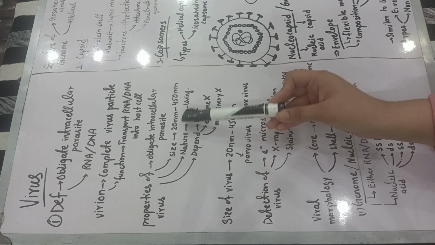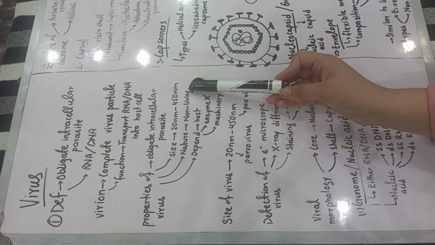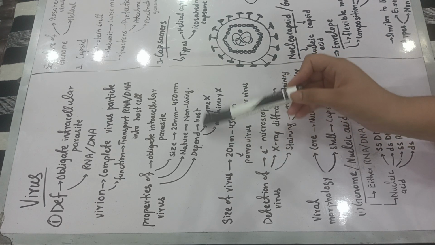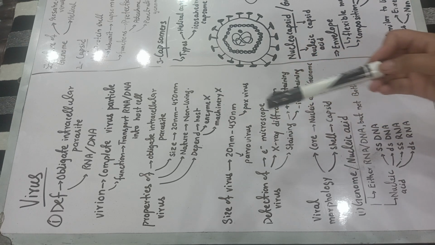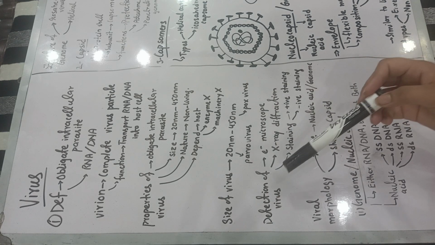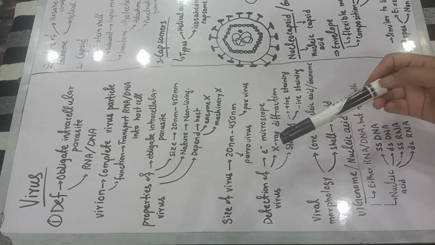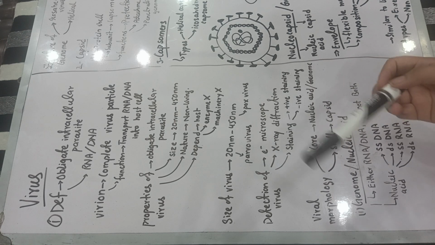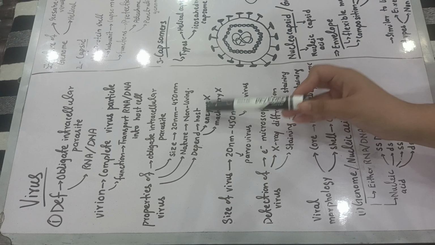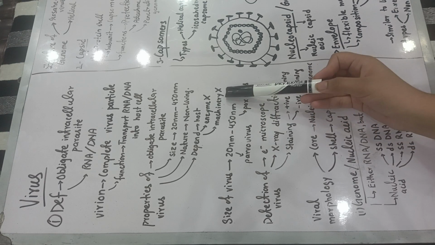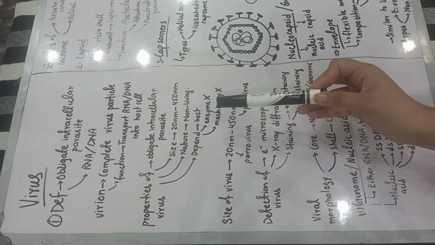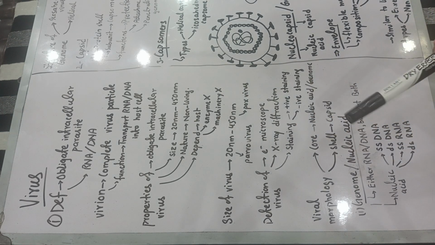Their size is from 20 nanometer to 450 nanometer, and in their nature they are non-living things, and they depend upon the host. So outside a living body or outside the host, they are non-living, but when they go inside a living body, they become active, and they use the machinery of that host and produce their proteins. So they depend upon the host. They have no enzymes in them, they have no machinery. Therefore they use all the enzymes, all the machinery of that host, and produce their own components.